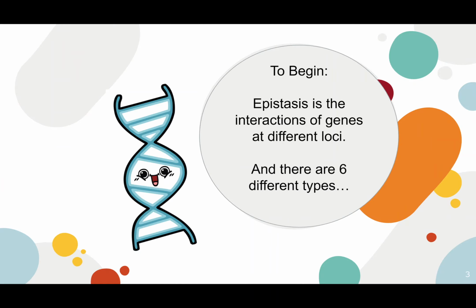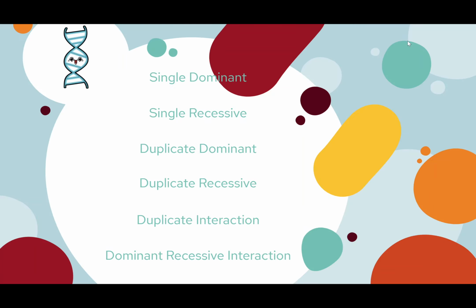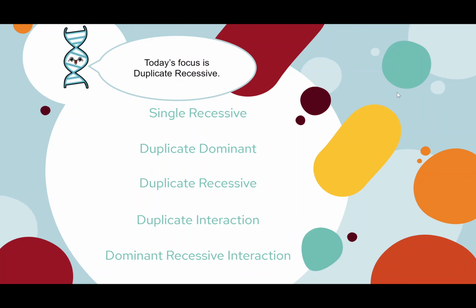To begin, epistasis is the interaction of genes at different loci, and there are 6 different types. Single dominant, single recessive, duplicate dominant, duplicate recessive, duplicate interaction, dominant recessive interaction. But today's focus is just duplicate recessive.